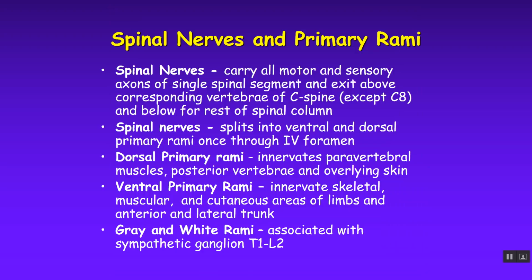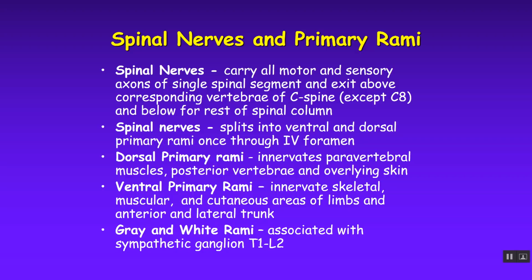So let's now talk about going from the rootlets into the spinal nerve, okay, and also the primary rami that come off of that. So you have the spinal nerves, which carry all motor and sensory axons of a single spinal segment and exit above the corresponding vertebrae in the C-spine, except for C8, and below for the rest of the spinal column. The spinal nerve splits into ventral and dorsal primary rami once they get through the intervertebral foramen. The dorsal primary rami goes to the paravertebral muscles and the posterior vertebrae and overlying skin.